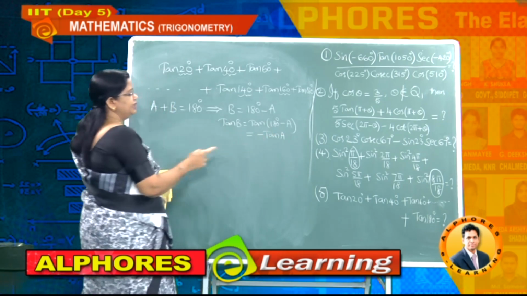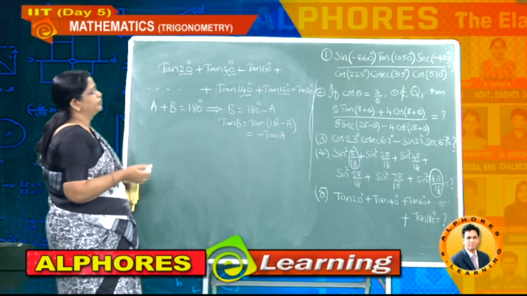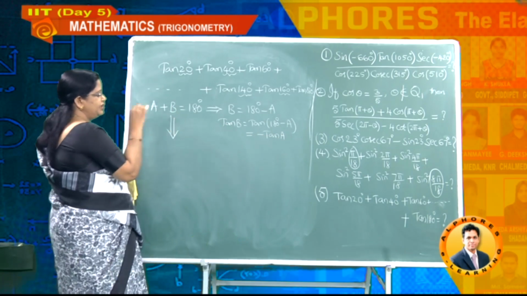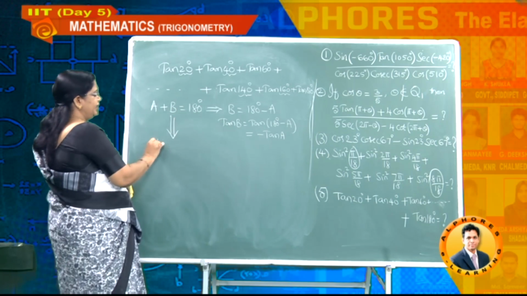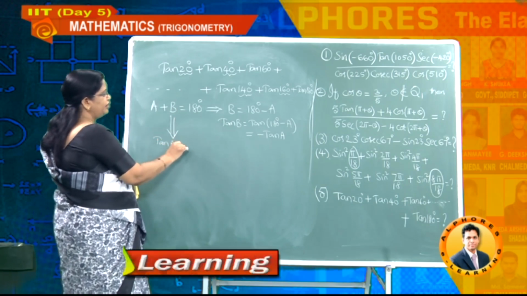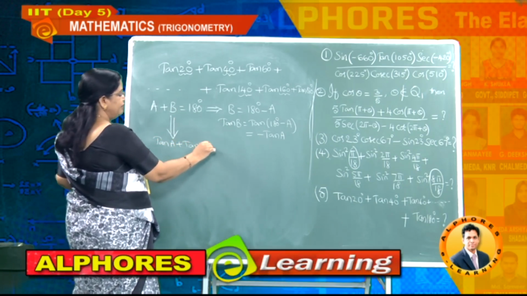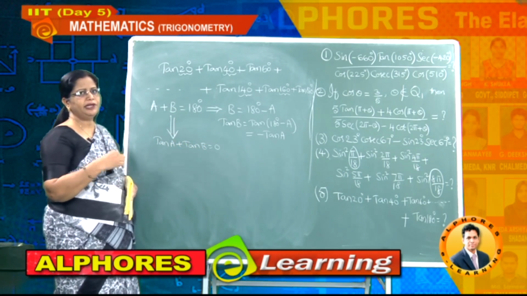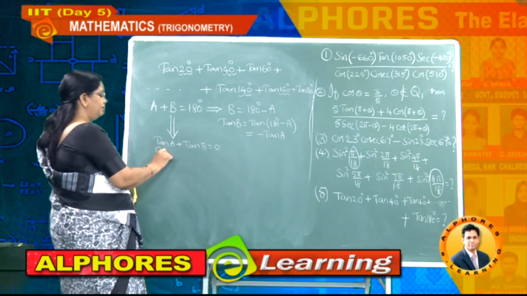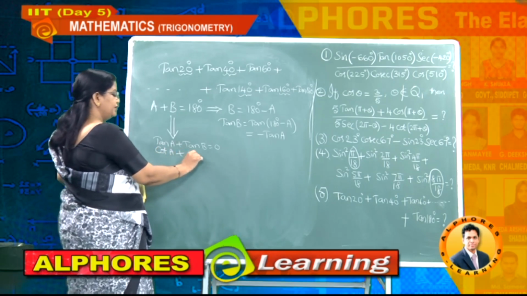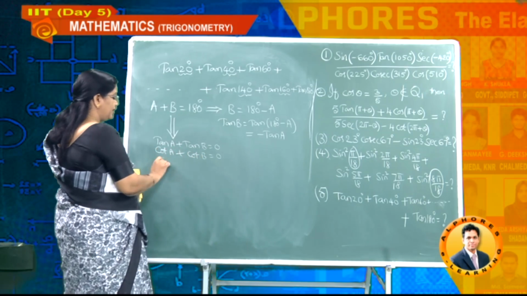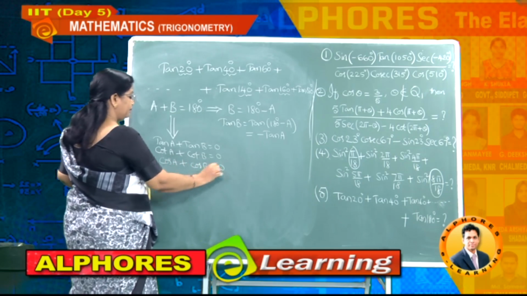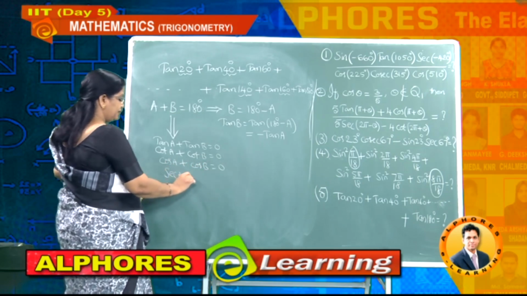That means one is the negative of the other. So let us take the combination. From this, what is our deduction? tan a plus tan b equals how much? 0. In the same way, the other terms belonging to the second quadrant: cot a plus cot b is also 0, cos a plus cos b is also 0, and sec a plus sec b is also 0.